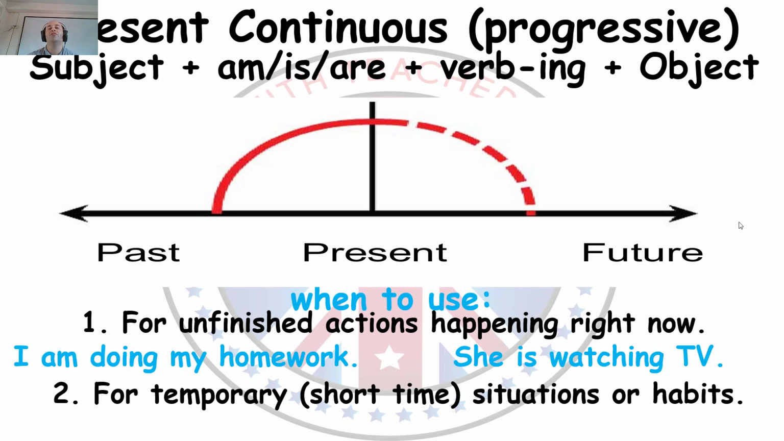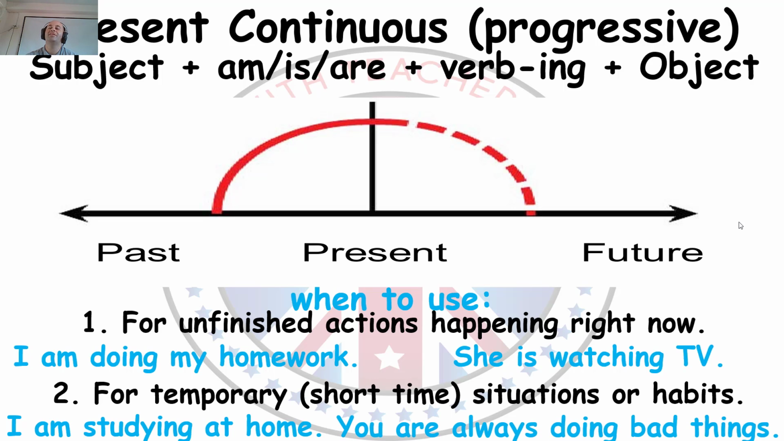We can also use it for a temporary, short time situation or a habit that we do, okay? It's not for a long time, a short time situation. Example, I am studying at home, or I am studying online, okay? I'm not going to school, I'm studying online for the next 2 months or something like this, a temporary situation. Or another example, you are always doing bad things, okay? Someone's habits, and they could be temporary. You are always doing bad things.